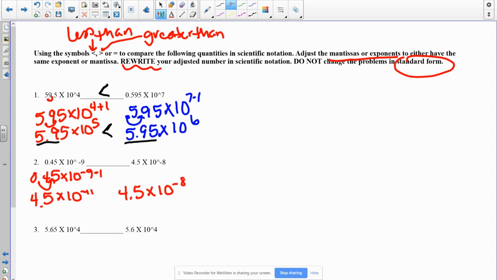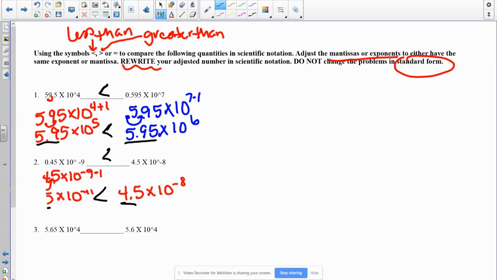Notice again that the mantissas are the same at 4.5. So this time I'm going to look at the exponents, and I notice that this exponent is negative 11, and this exponent is negative 8. And negative 8 is larger than negative 11, so this one's going to be the greater number. So we're going to say that 4.5 times 10 to the negative 11th is less than 4.5 times 10 to the negative 8th. And I'll put the symbol up there.